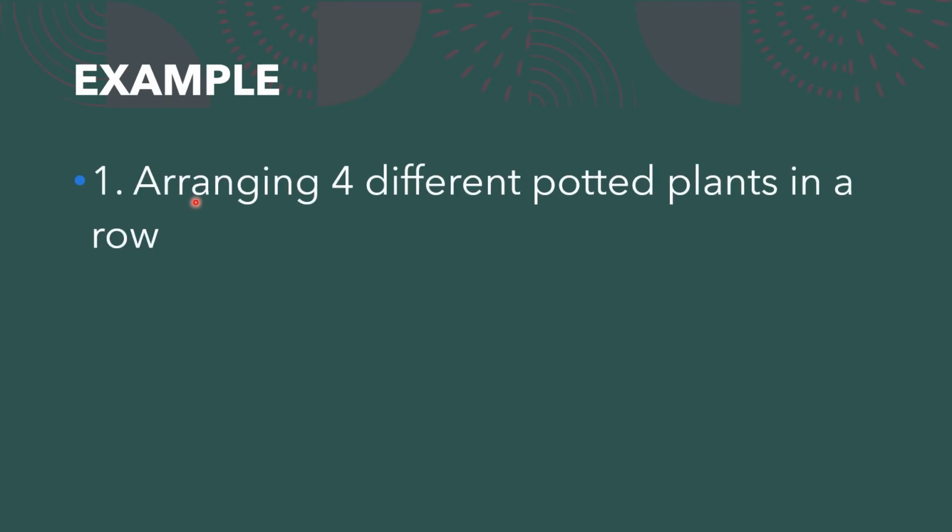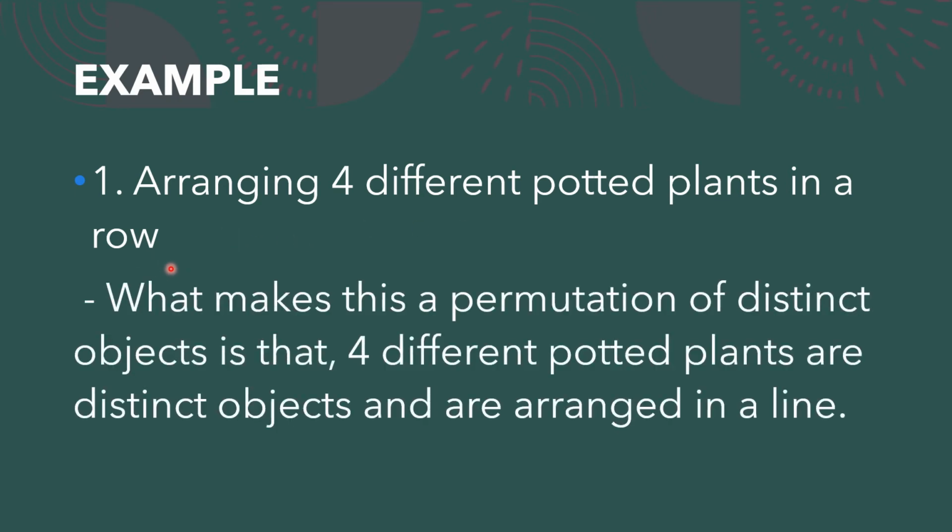Let's check if this one is a permutation of distinct objects. Arranging 4 different potted plants in a row. So, base dito sa ating situation, this is a permutation of distinct objects kasi meron tayo 4 different potted plants. So, no identical yung ating mga objects. At saka, arrange in a line kasi nga, arrange in a row. A row will represent na naka-arrange yung mga potted plants in a line.